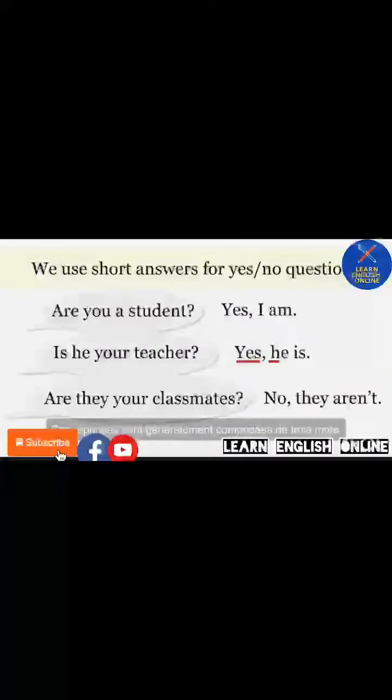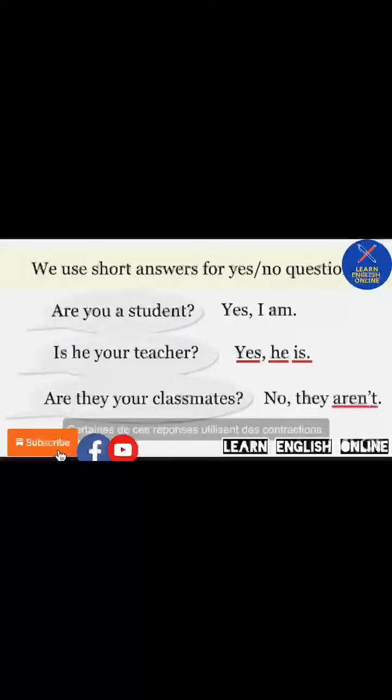3 words. Yes, I am. Yes, he is. And some of these answers use contractions. No, they aren't. You can say, no, they are not, of course, but we often use contractions when we speak.